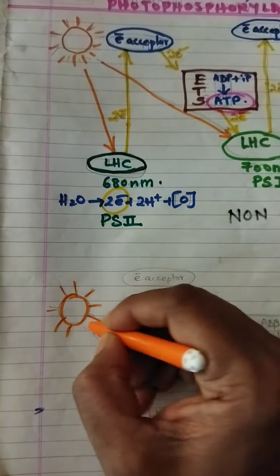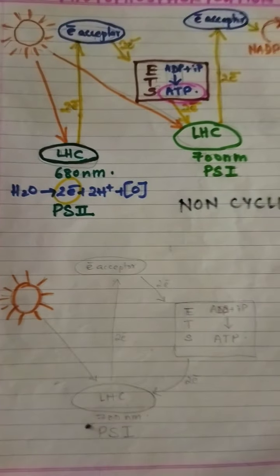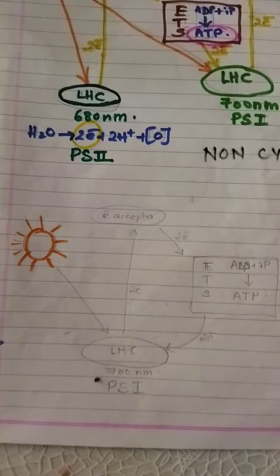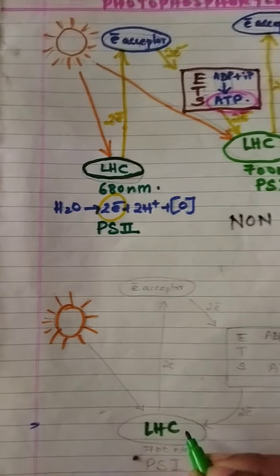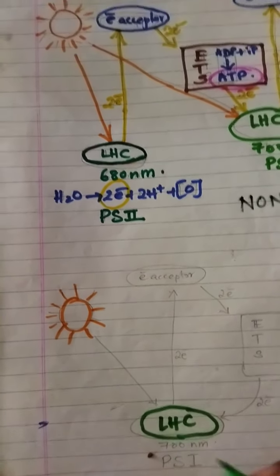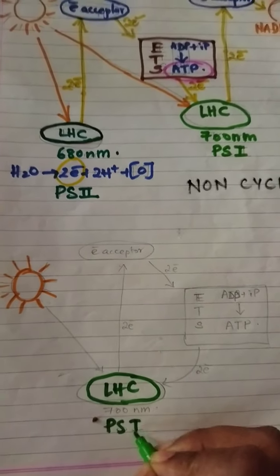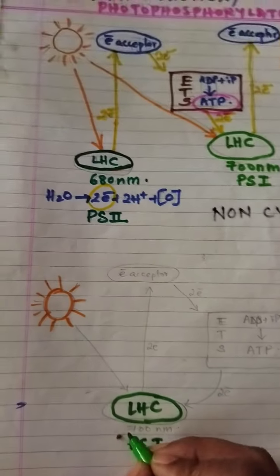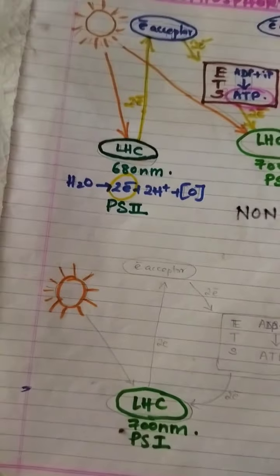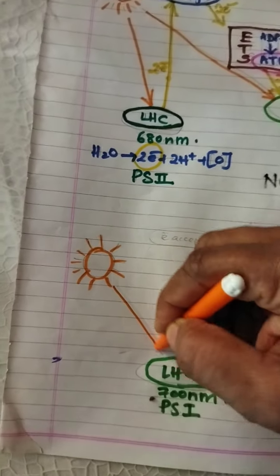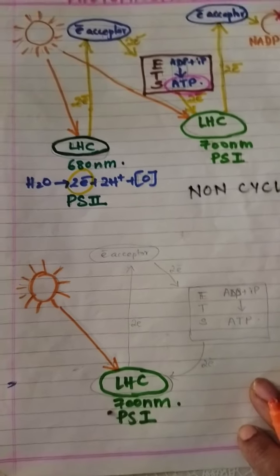Sunlight, which is incident on the leaves, is absorbed at the light harvesting complex, which contains a set of pigments as mentioned below. Now this light harvesting complex is of the photosystem 1 type. So the sunlight which is absorbed is of 700 nanometers. So we can see that the sunlight is absorbed here at the light harvesting complex.